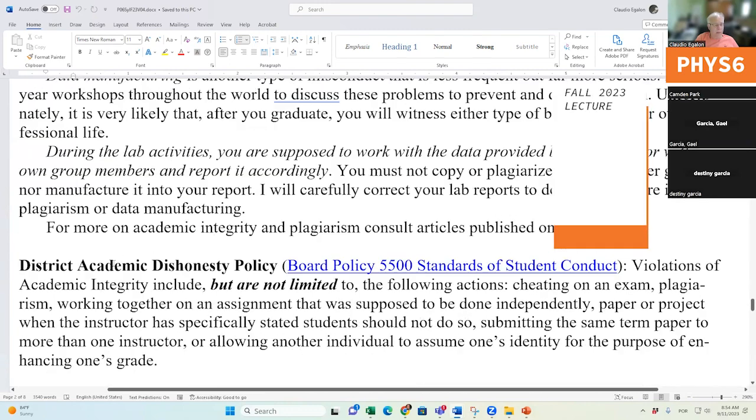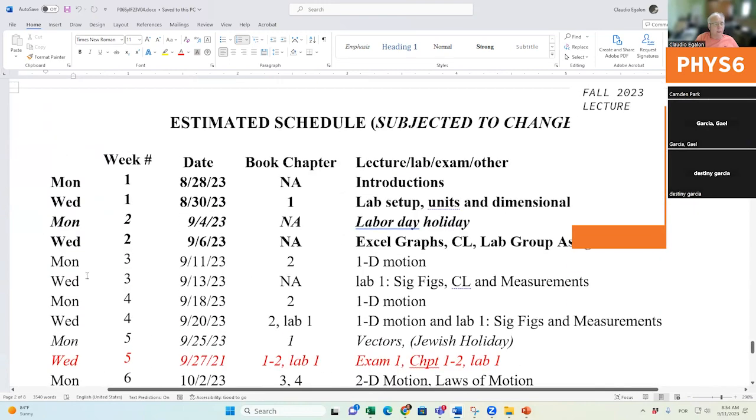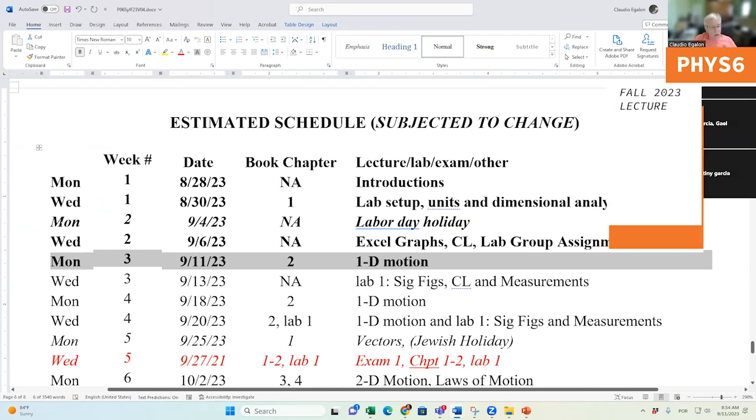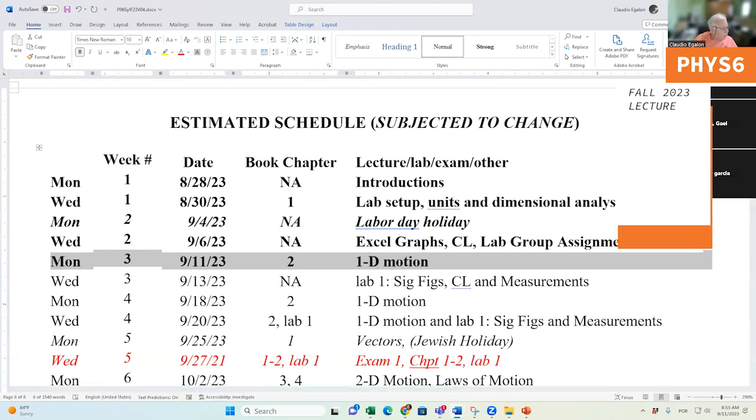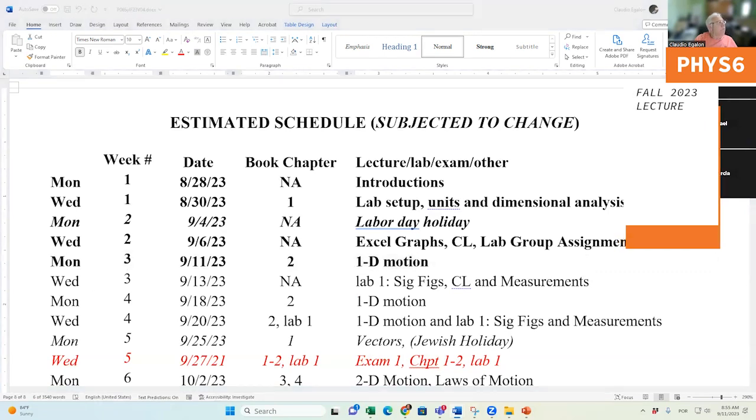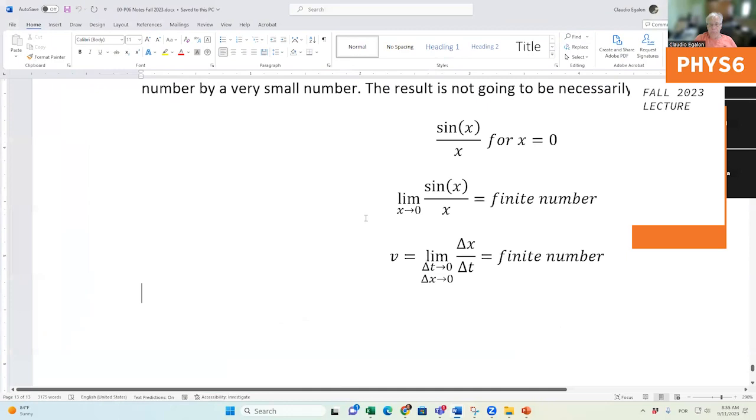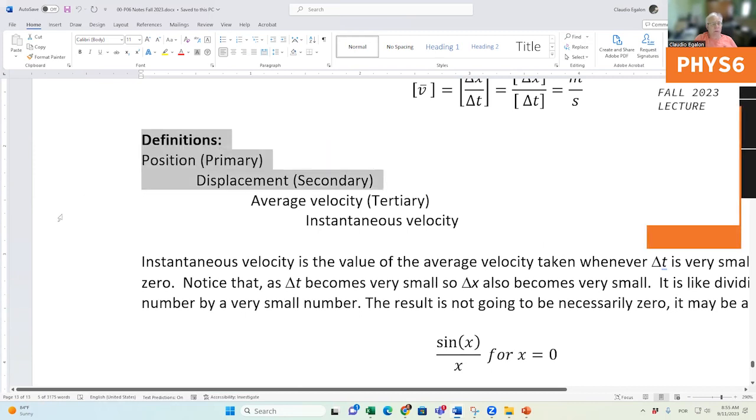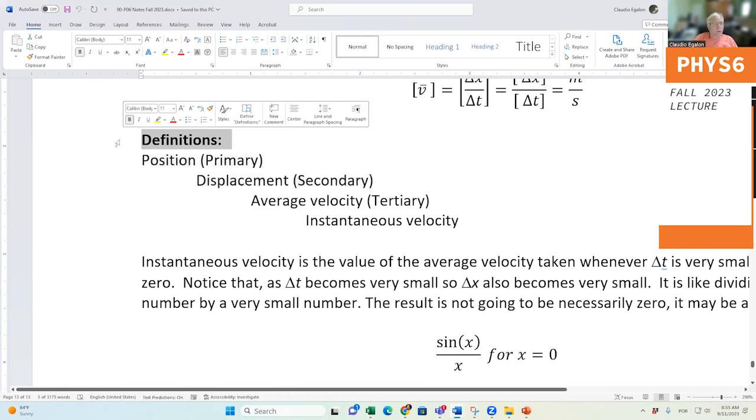Now, where are we in the schedule? We are right in here, in the schedule of classes, 1D motion, which we already started covering last time. So we started with the definition. The primary definition was position, and then I told you about the displacement. I called that a secondary definition, and everything else that follows from that is going to have a higher order definition, right? Tertiary, quaternary, and so on.